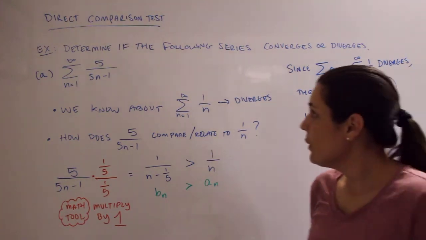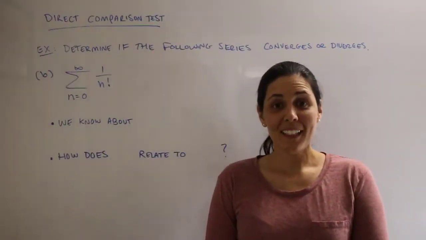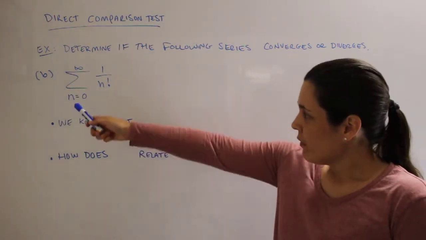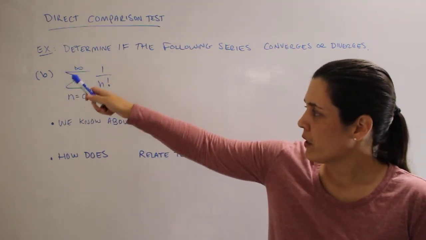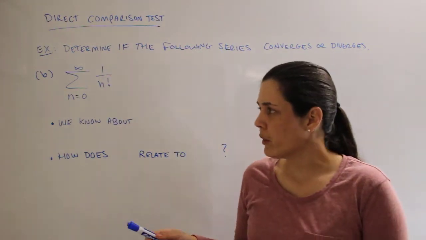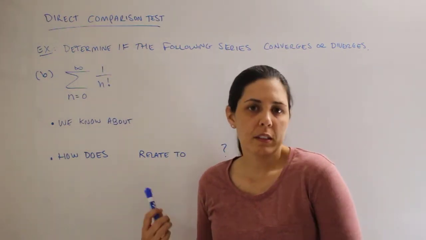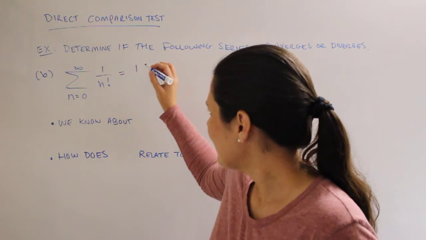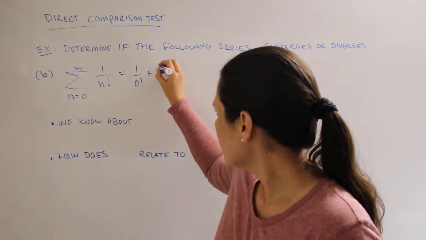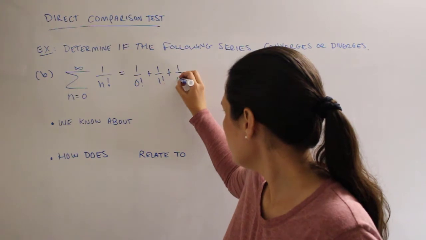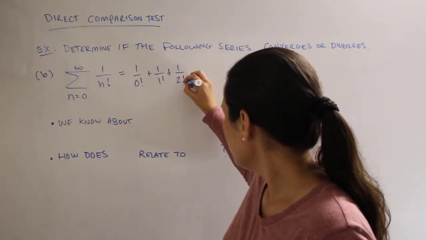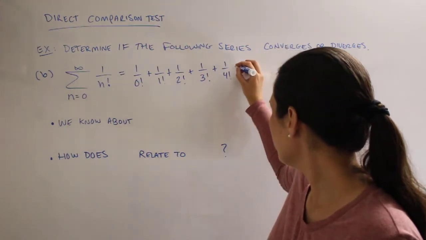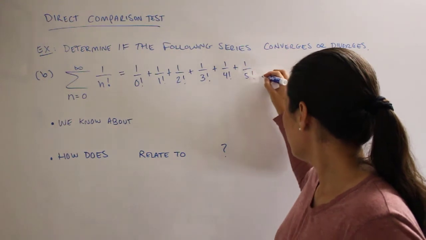Okay, let's go ahead and try another one. Next example, determine if the following series converges or diverges. We have the series where n goes from 0 this time until infinity of 1 over n factorial. Let's first see what some of these terms look like: 1 over 0 factorial plus 1 over 1 factorial plus 1 over 2 factorial, and so on. Let's get a handful of terms here, 1 over 4 factorial, and we'll go to 5.